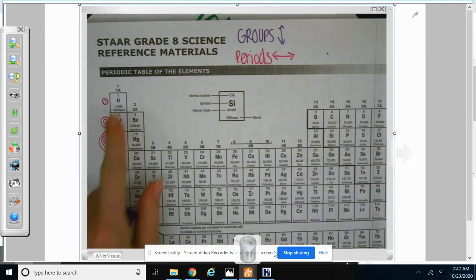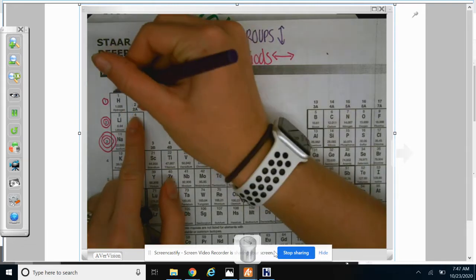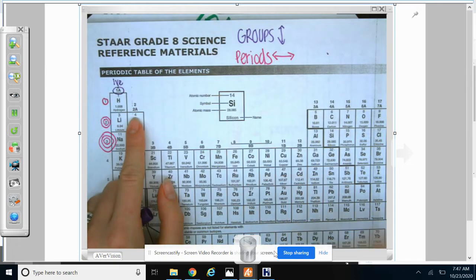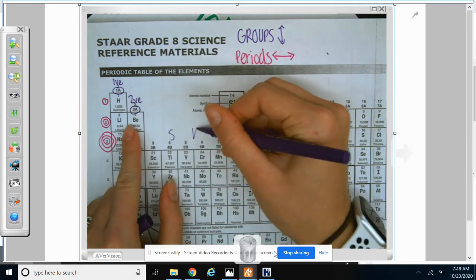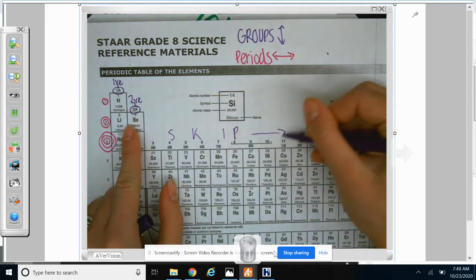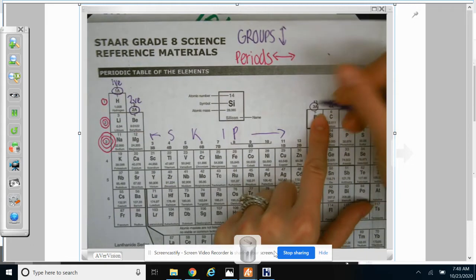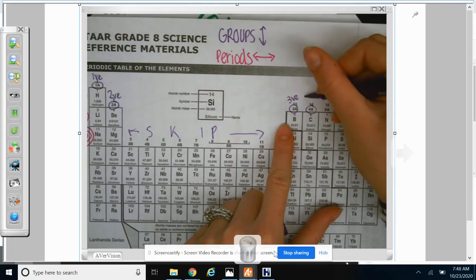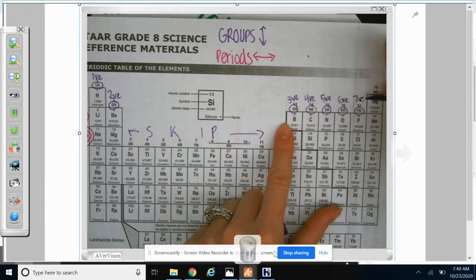If we look at the group number, that's the number on top, there's an A number here. This A number tells us the number of valence electrons. Remember, we skip all of these. We're not worried about these guys right now. So this A number all the way across is telling me how many valence electrons. So really, the periodic table is giving you all of the information that you need to know. You just have to be able to read it.